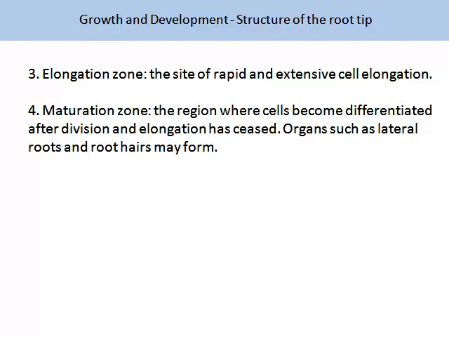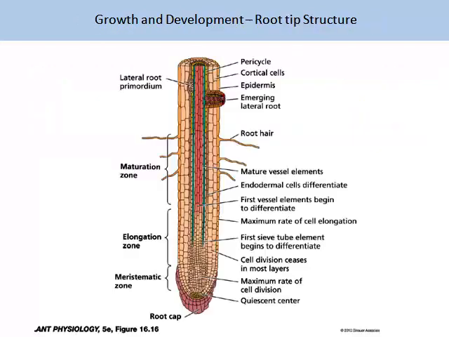And finally, the maturation zone. This is the region where cells become differentiated after division and elongation has ceased. Organs such as the lateral roots and root hairs may form at this stage. The figure on the slide shows a visual representation of the root tip structure. You will note the lateral root primordium, the mature zone, the elongation zone, the meristematic zone, and the root cap. All of the important components of each of these zones are illustrated.